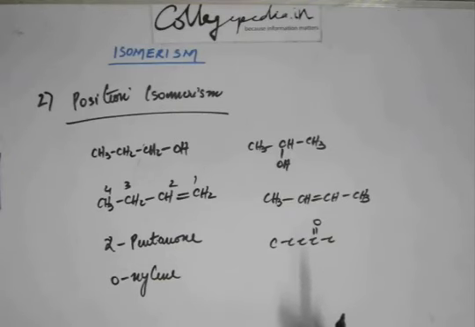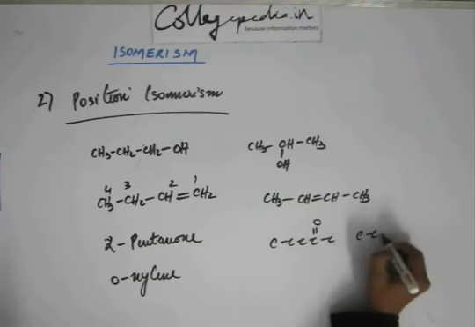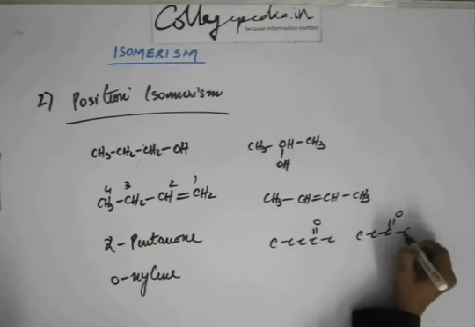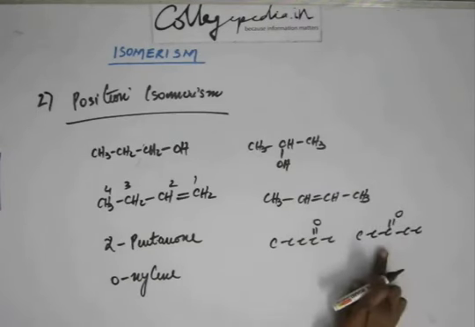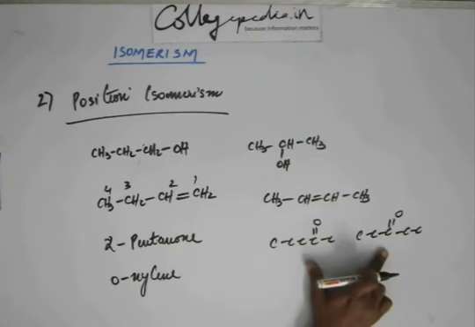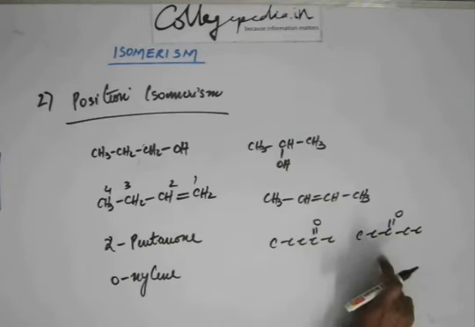Now, can this have a position isomer? Because the position of the functional group in this case has to change. This is ketonic group. This ketonic group can come on the third carbon as well. So of course it will show position isomerism, and this could be the positional isomer of 2-pentanone. This is 3-pentanone. So the position of functional group has changed, so they are position isomers.